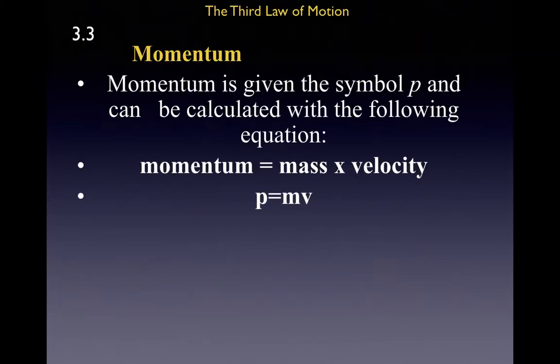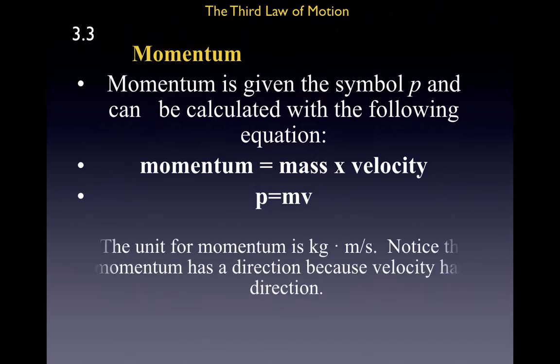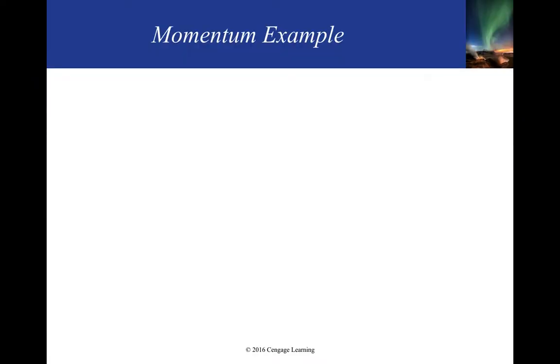Momentum is given with the symbol p and can be calculated with mass times velocity. So the unit for momentum is kilogram meter per second. So notice that momentum has a direction because velocity has direction. So you can use this as a vector quantity to show which direction the momentum is in.